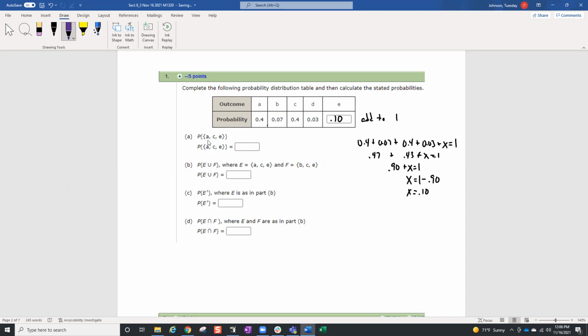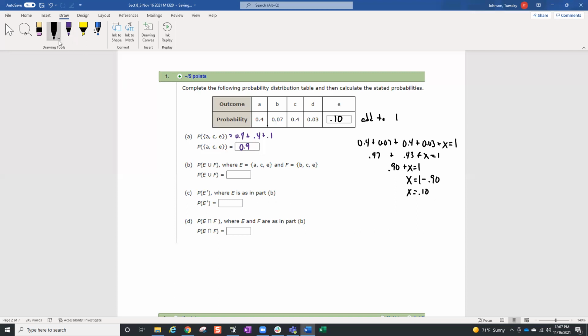So the probability of A, C, and E. Well, A is 0.4, C is 0.4, and E is 0.1. So that's 0.4, 0.8, 0.9. We'll just add up the individual probabilities, and that's what one of those first lines on the first page of notes was saying.